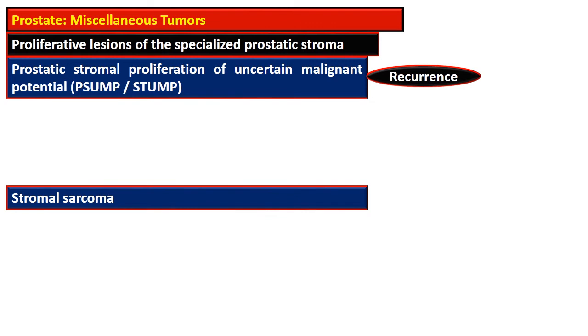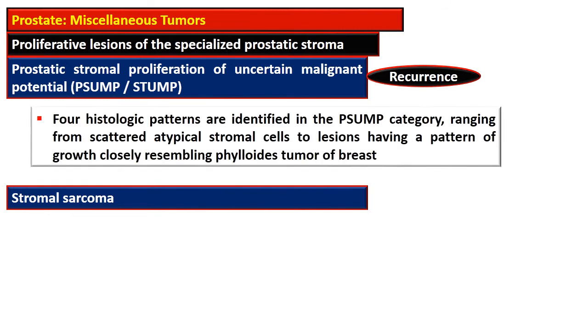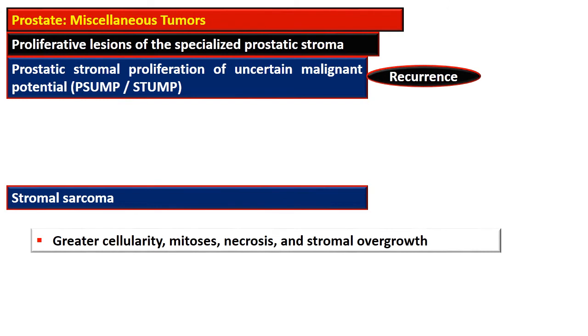The proliferative lesions of the specialized prostatic stroma can be divided into two categories. One is prostatic stromal proliferation of uncertain malignant potential, also termed PSUMP or STUMP. These lesions have a tendency to recur. The other group is stromal sarcoma. The STUMP shows four histological patterns, ranging from scattered atypical stromal cells to lesions that form a pattern of growth resembling phyllodes tumor of the breast. The stromal sarcomas show great cellularity, mitosis, necrosis, and stromal overgrowth.